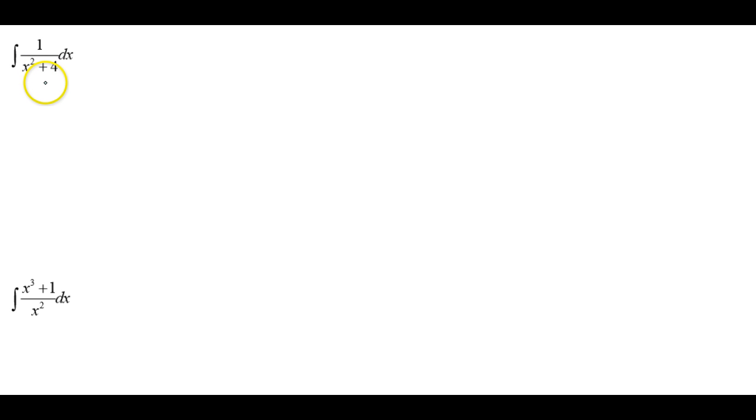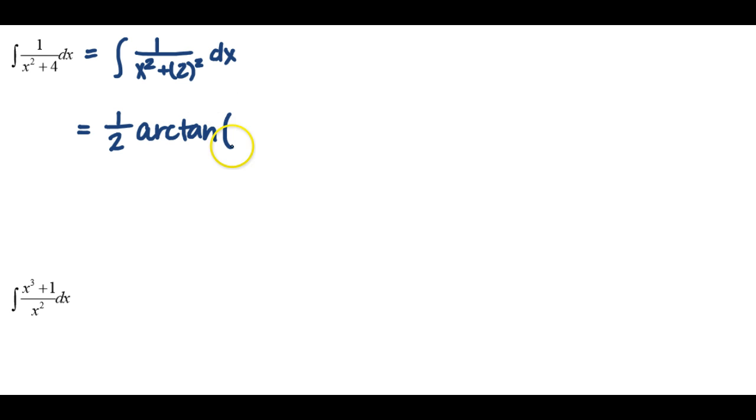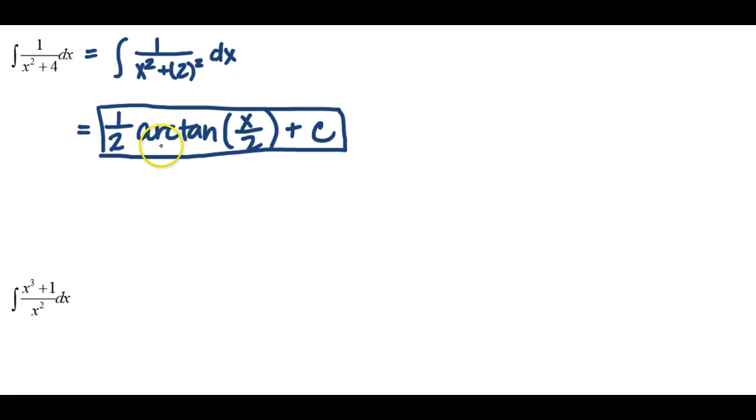So the difference of squares can factor if this was x squared minus 4, but as it currently stands, it is not factorable. So we have to recognize this as 1 over x squared plus 2 squared dx, which is the arctangent formula. So this is my a. So we have 1 over a, and then arctangent x over a. So a is 2. So this is just 1/2 arctan of x over 2 plus c. So this is my answer.